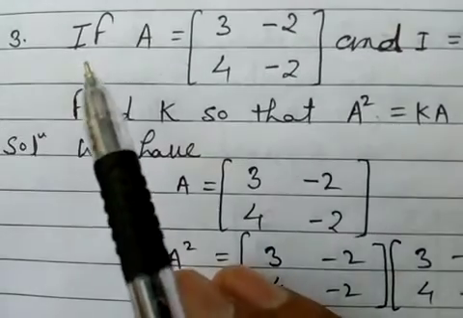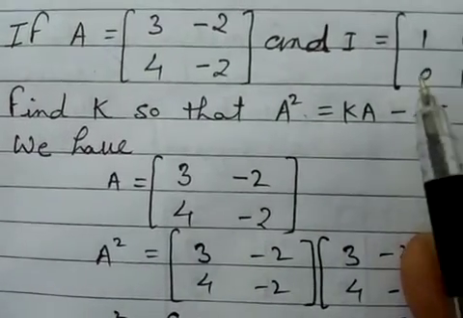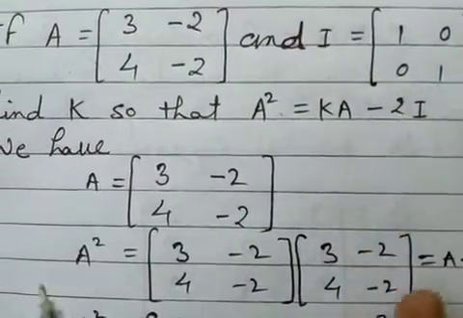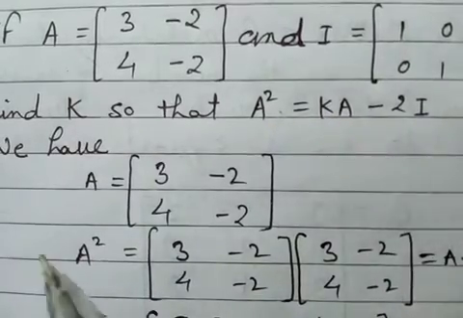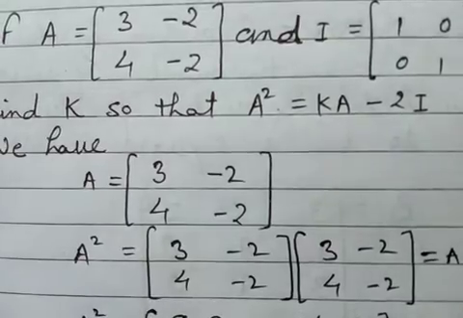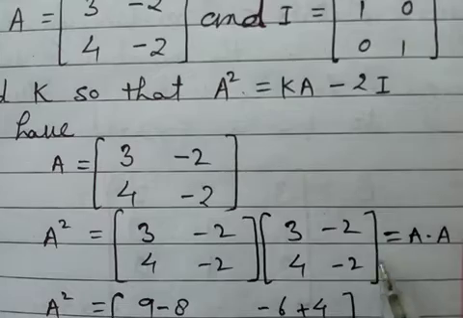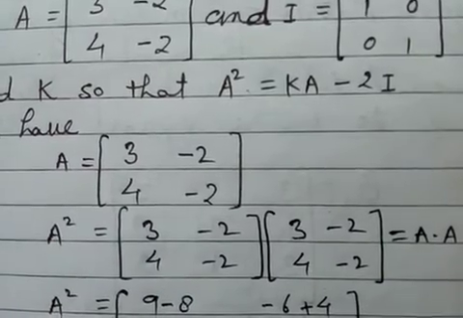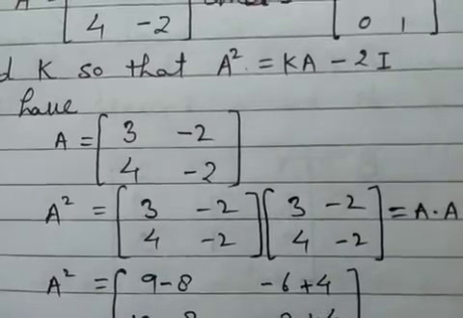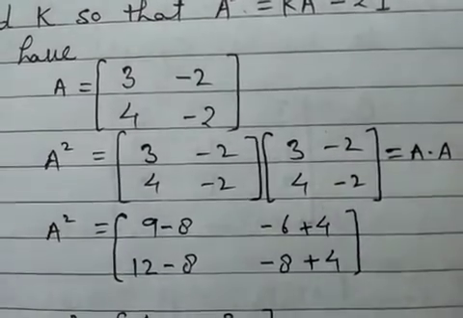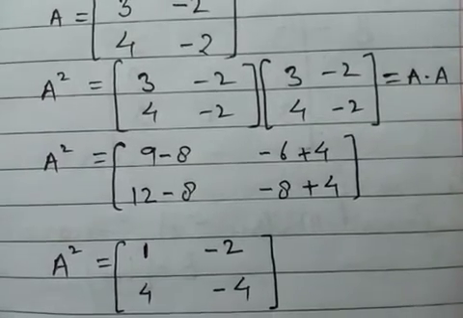Next question we have: if A equals a matrix of 2 by 2 order and I is an identity matrix of 2 by 2 order, find K so that A square equals KA minus 2I. We have A, so we can find A square by multiplying A by A. We can write A square equals A into A. To find A square, we write the same matrix, then multiply row with column. We have A square equal to the matrix with elements 1, minus 2, 4, minus 4.